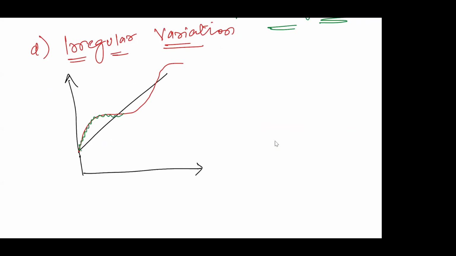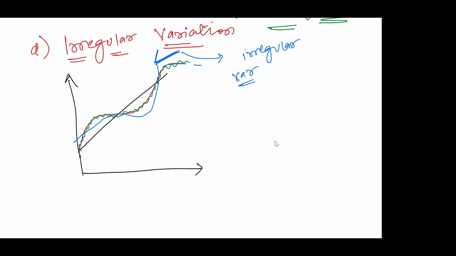Let me complete the seasonality. But now let's assume, what if you have an irregular fluctuation in this data? What if something like this happens? Instead of going down, it goes like this. So this is called irregular variation. You expected it to go down, but it remained constant or it went up. This is what we call irregular variation, something which you don't expect.